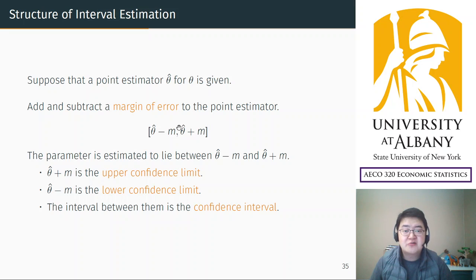The larger value, the upper endpoint, is called the upper confidence limit, and the lower point is the lower confidence limit. The interval itself is called the confidence interval. I don't know why it's called confidence interval, but I guess it sounds like you are confident that the parameter is lying between these 2 points. This is the structure of interval estimation.